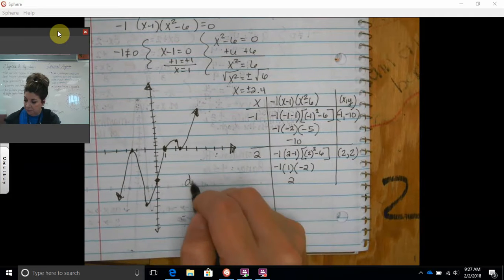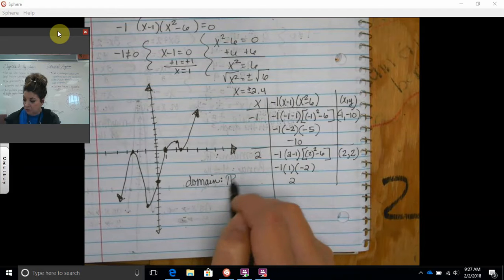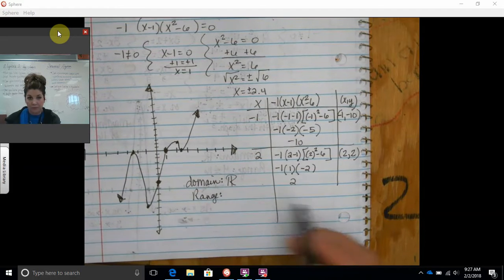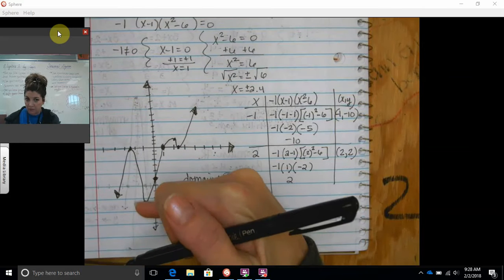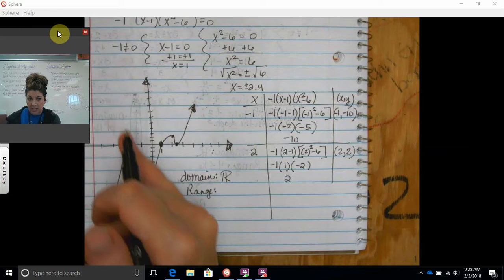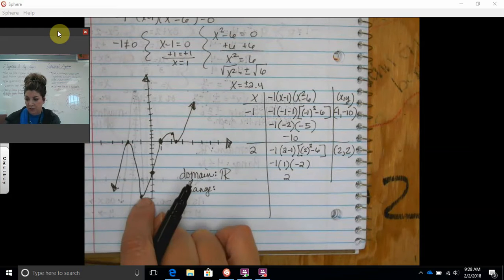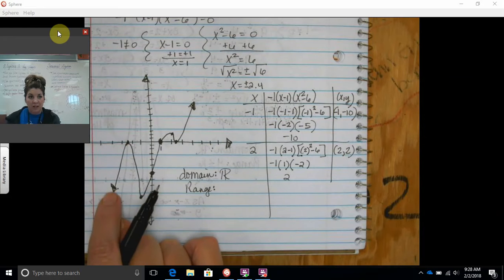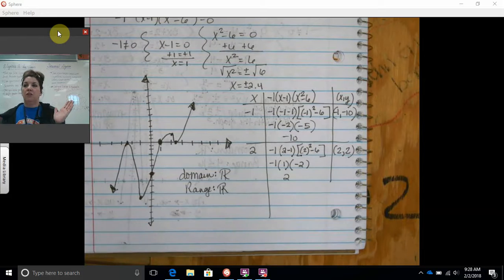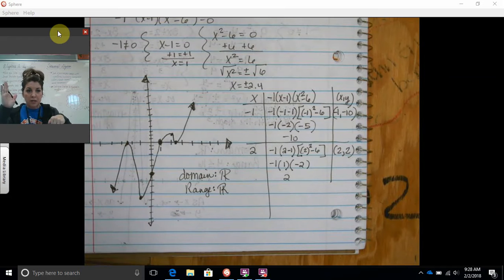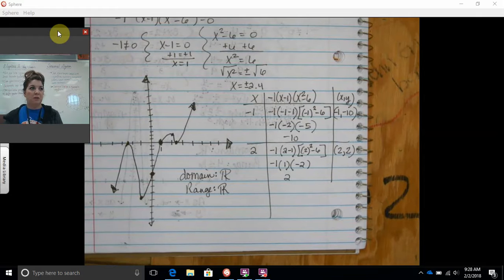What's my domain? All real numbers. What's my range? If this arrow was pointing up, that would be true. Y would be greater than or equal to negative 10. But this arrow is pointing down, so it's going to keep going down to infinity, right? So it's all real numbers. If your ends are both pointing up, or both down, then your range is going to have a limit on it. But if one side's going up and one side's going down, the range is also going to be all real numbers.